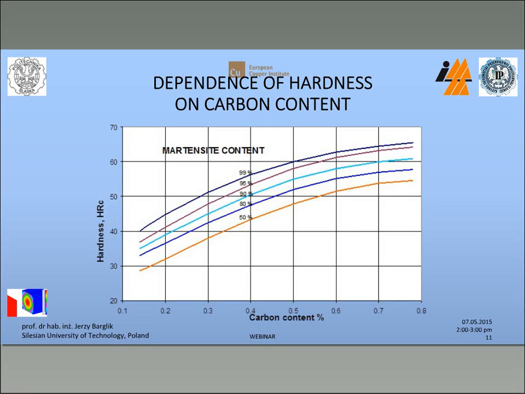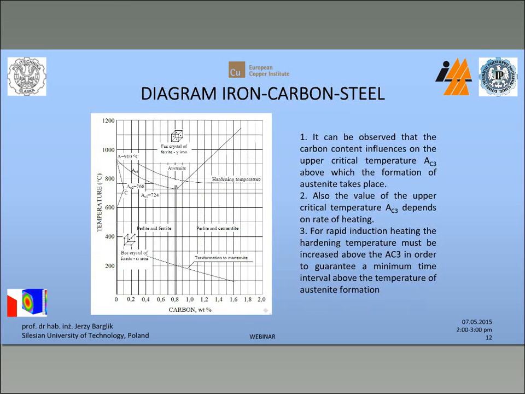It's more typical steel used for induction hardening processes. And you see here the axis: hardness in Rockwell degrees and carbon content. You will see that this martensite structure changes according to carbon content. And it can be observed that the carbon content influences the upper critical temperature, AC3. This is the temperature above which formation of austenite takes place.